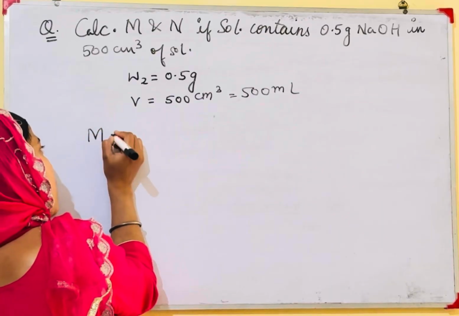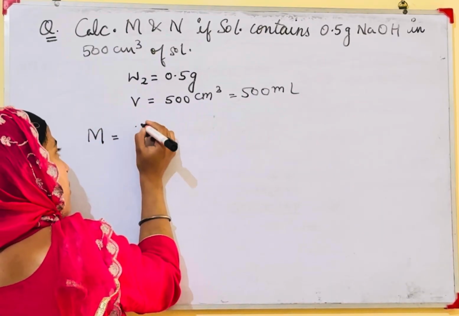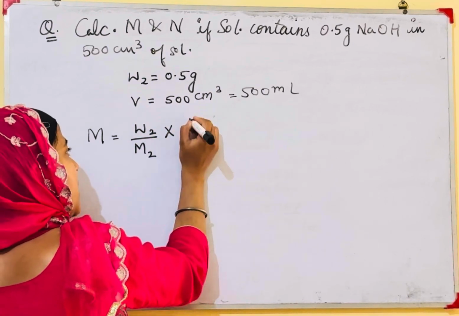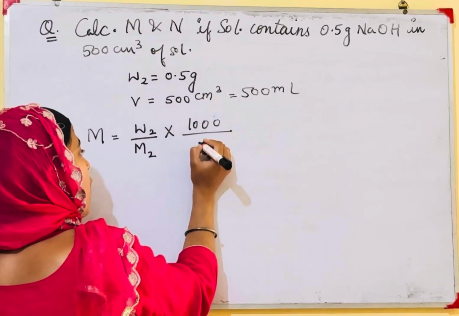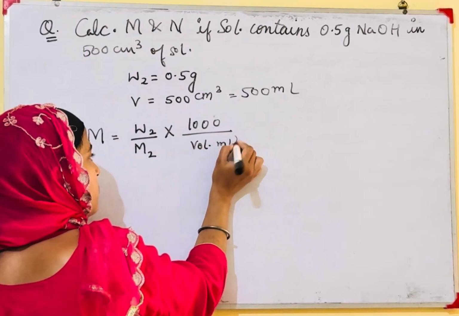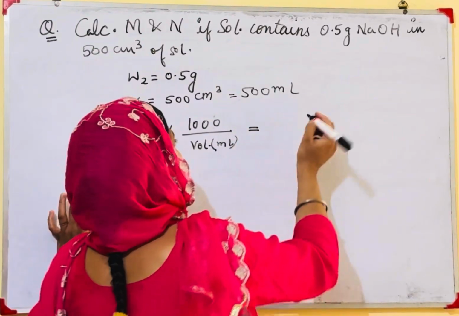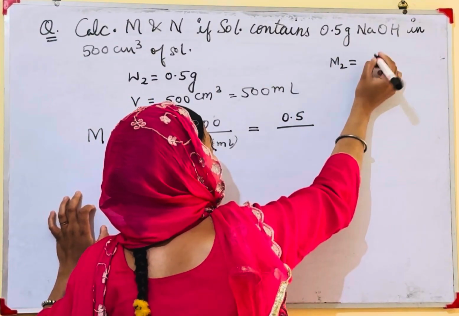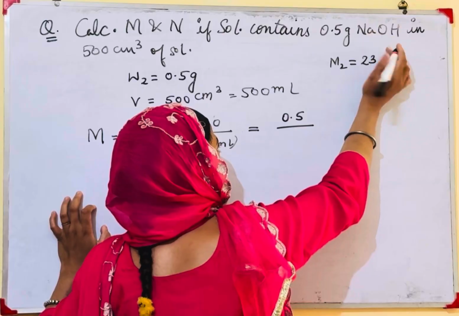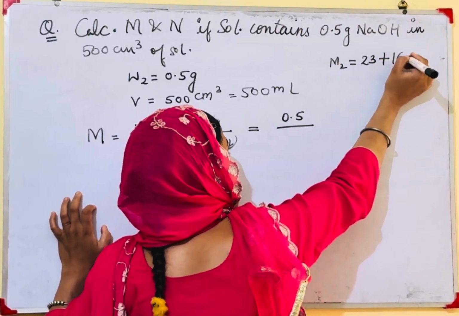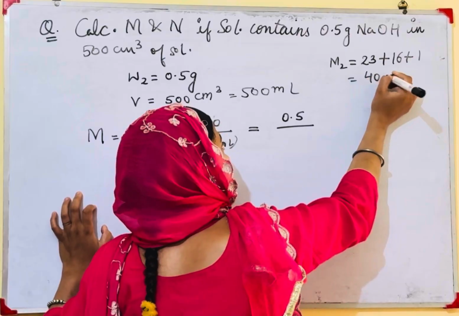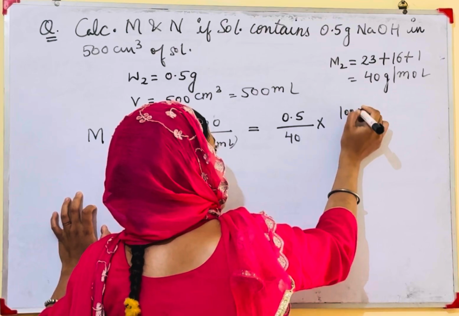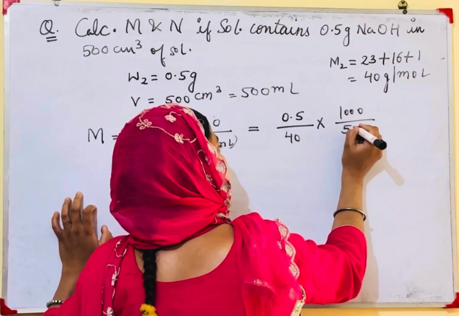Now molarity, the formula of molarity is number of moles. We can write number of moles as W2 over M2, multiplied by 1000 if we consider volume in ml. Now on putting values, W2 is 0.5 gram. Here M2 we can calculate. Molar mass of NaOH: sodium is 23, oxygen is 16 and hydrogen is 1. On calculating you will get 40 gram per mole. Here we put 40, multiplied by 1000, and volume in ml is 500.